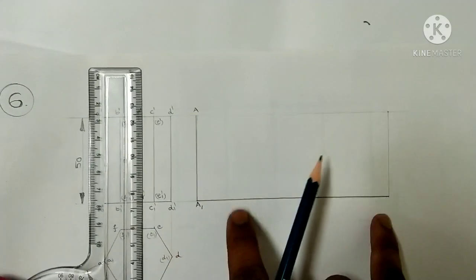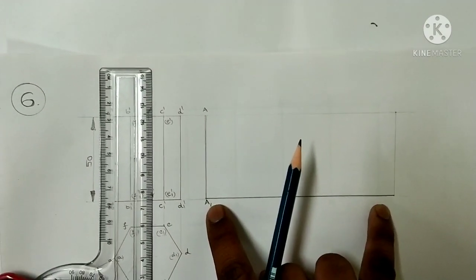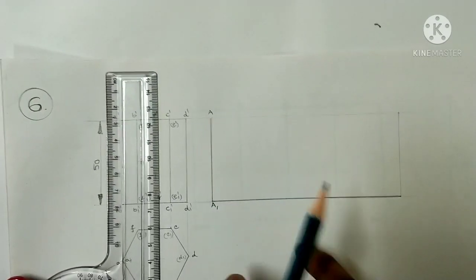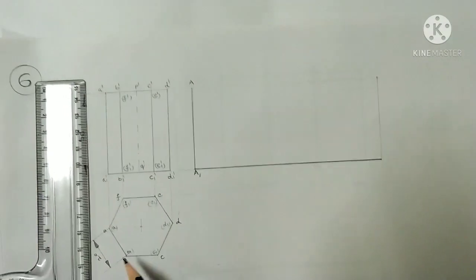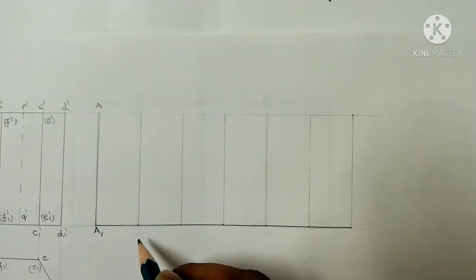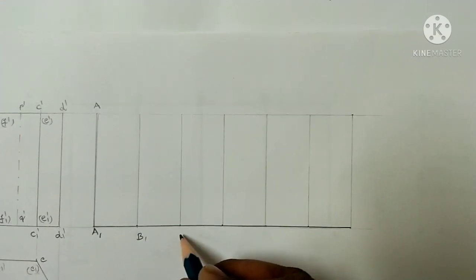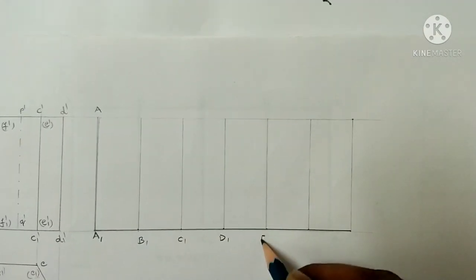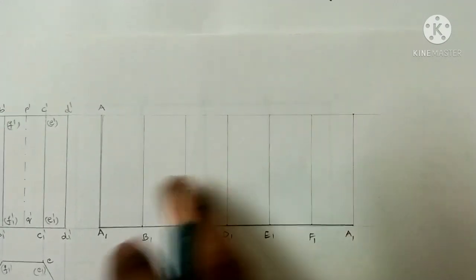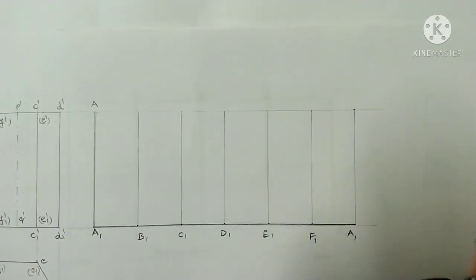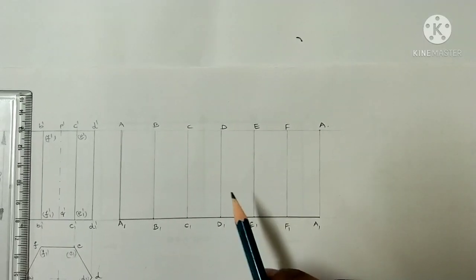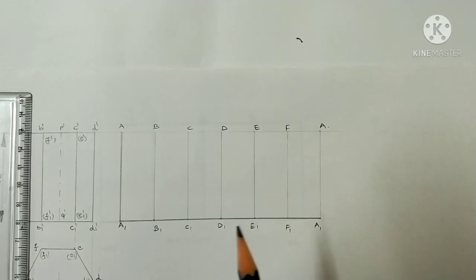We have 6 rectangular faces in the hexagonal prism, so we should divide this 120 mm into 6 equal parts, and every part represents 20 mm, the base edge dimension, after dividing the rectangle. In this way we will get the divisions. Then immediately we can give the naming B1, C1, D1, E1, F1 and A1, related to the base. Similarly we can give A, B, C, D, E, F, A, related to the top surface.